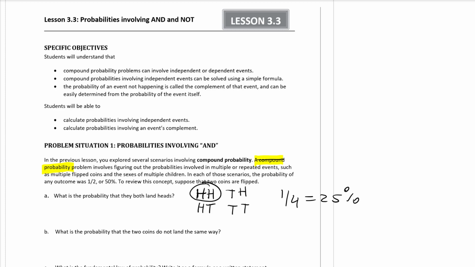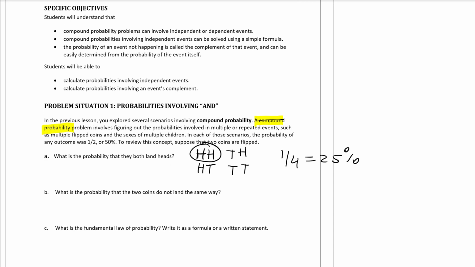Okay? Alrighty, looking at that, what would be the probability that two coins do not land the same way? Meaning that one of them is heads and the other one is tails. What are the chances for that? Just look at this again and write down your fraction and then express that as a percent. I'll give you a moment.